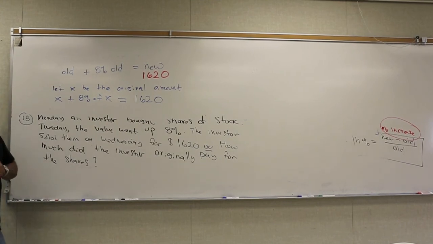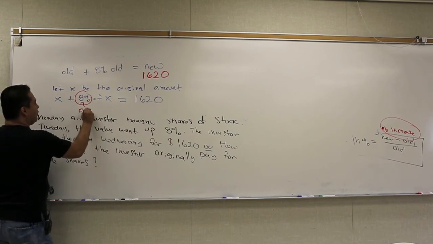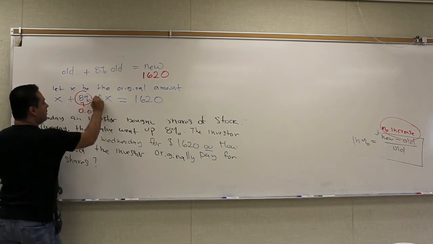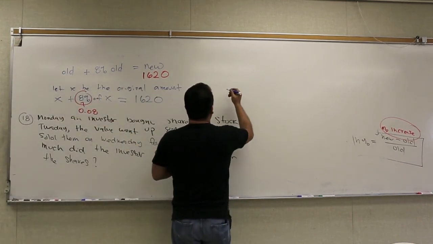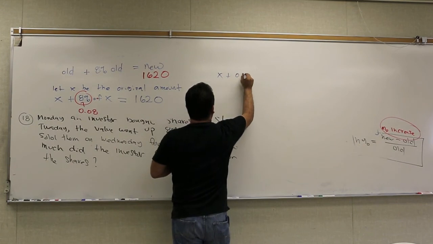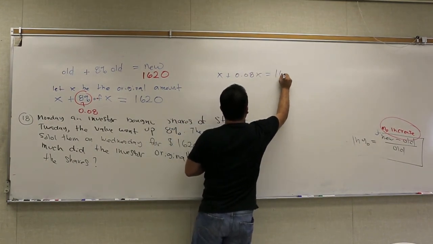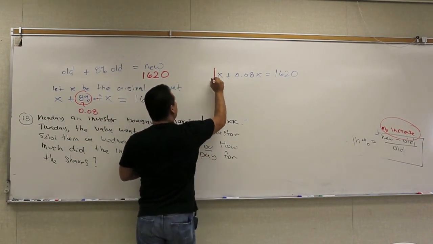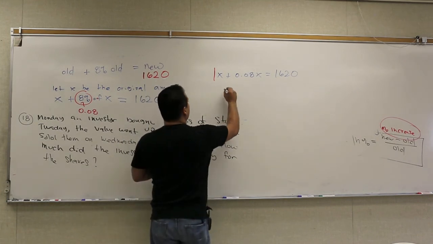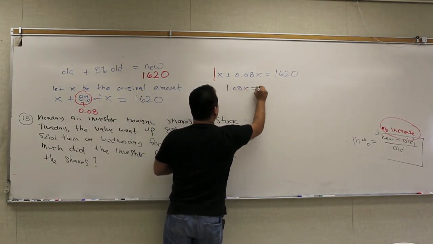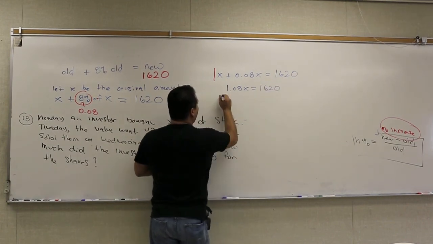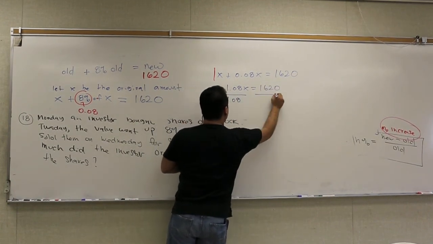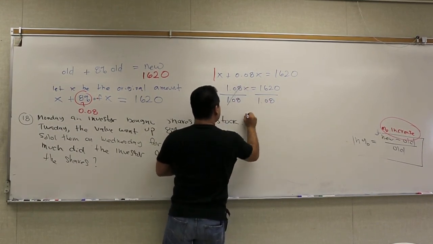Okay, so notice how the model works. This works just like all the others. How do you represent 8% again? 0.08. How about the word "of"? Times. So you get an equation here: x plus 0.08x equals 1,620. It's the same situation. You're adding like terms. What number's in front of that x? 1. So what do you get? 1.08x equals 1,620. Divide both sides now by 1.08. What does x equal?